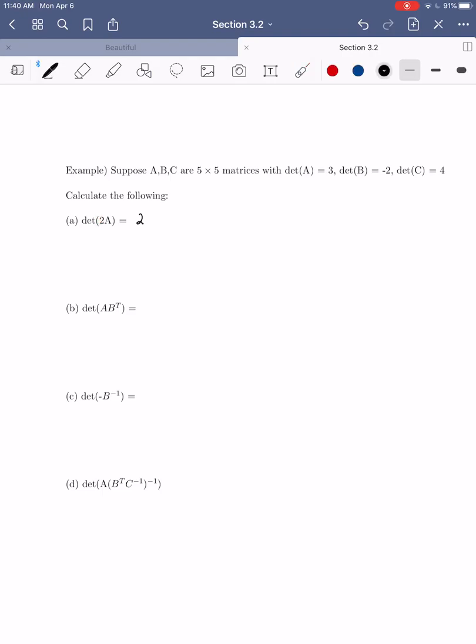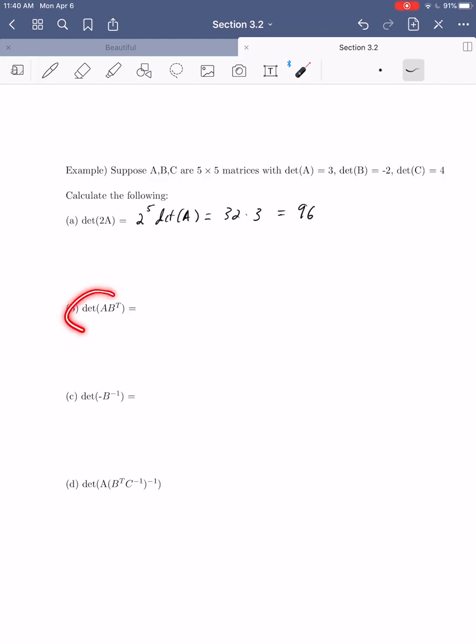So you get 2 to the 5th times the determinant of A, which of course would be 32 times 3. So we know that this matrix would have a determinant of 96. So the determinant of 2A, the matrix where you double every element in A, would be 96.